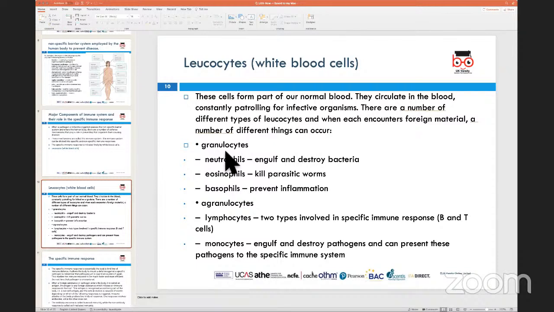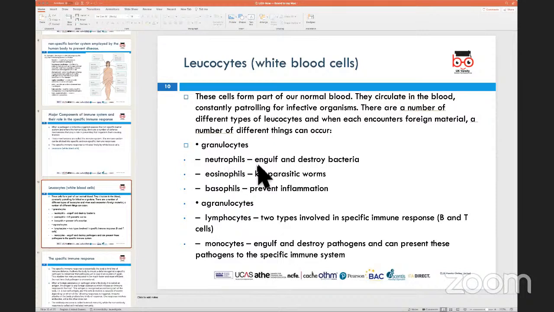Now, these granulocytes, along with the other types, neutrophils, eosinophils, and basophils, would be fighting the foreign material or foreign body, or a pathogen, as I call it, in your body. Granulocytes further are divided into three types: neutrophils, eosinophils, and basophils, and they form 60 to 70% of your white blood cells in the body.